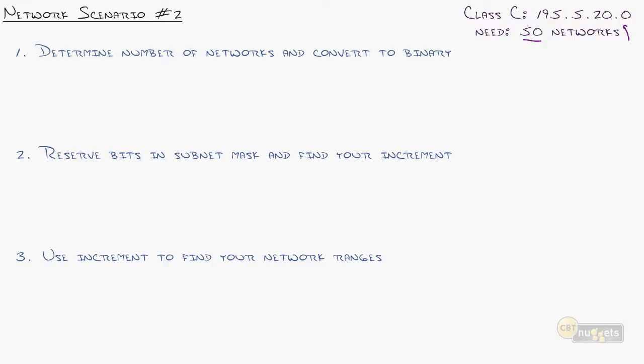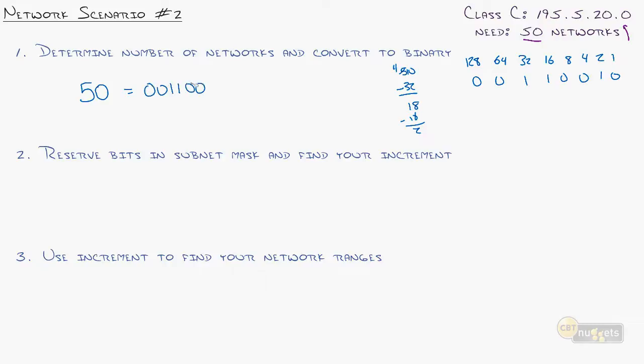So first off, step number 1 is to determine the number of networks and convert to binary. So we need 50 subnets. All right, get our old standby binary chart up here: 128, 64, 32, 16, 8, 4, 2, 1. So 50 as a binary number. I'm going to go 0, 0, 1. Let me finish this and then I'll give you my shortcut. 50 minus 32, that would be 18 left, right? 1, that'd be 16. That'd be 2 left. So 0, 0, 1 on the 2, 0. And there's a binary number: 0, 0, 1, 1, 0, 0, 1, 0.